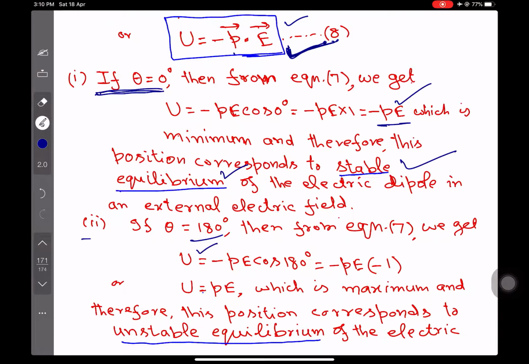capital U equal to minus PE cos 180 degree. Now cos 180 is minus 1, so it will be equal to minus PE into minus 1. Minus minus will become plus, and therefore U equal to PE, which is maximum. And when the potential energy or energy of a system is maximum, its stability is the least, and it is said to be in unstable equilibrium. Therefore when the angle between P vector and E vector is 180 degree, then it corresponds to the position of unstable equilibrium of the given electric dipole.